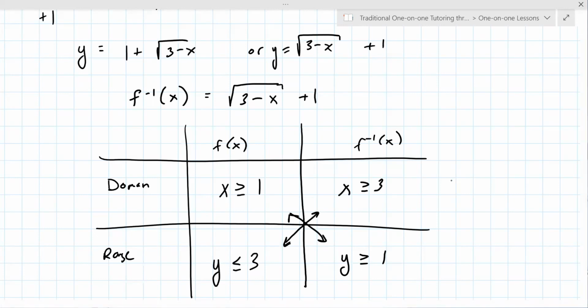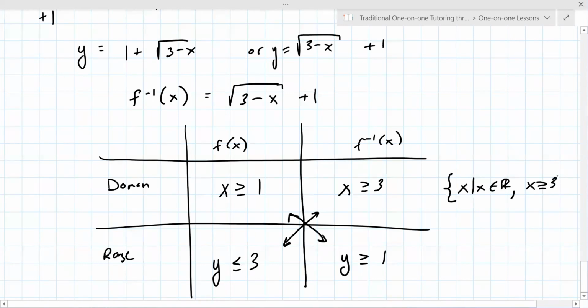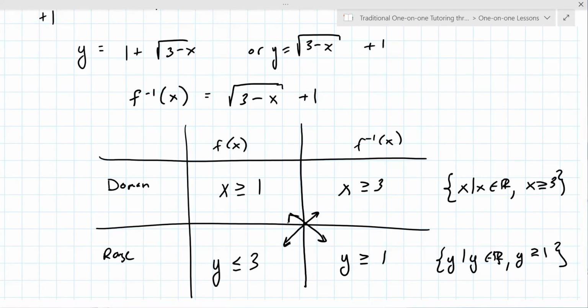Now, full disclosure, you're supposed to write x such that x is an element of real numbers, x is greater than or equal to 3. And similarly down here. But it's more important that you recognize that these are the relationships between them. Any questions on that? That makes sense. Okay.